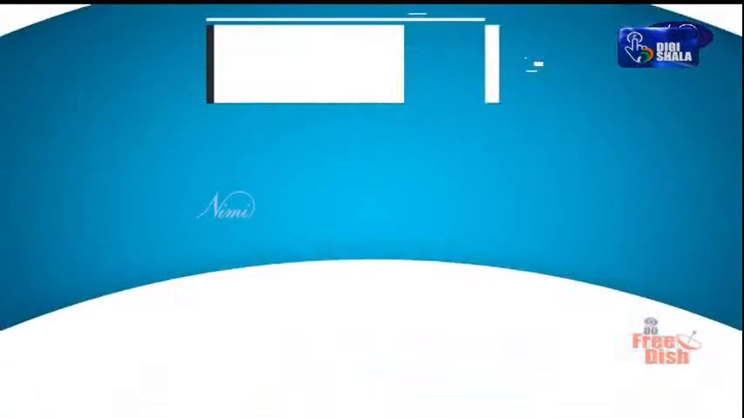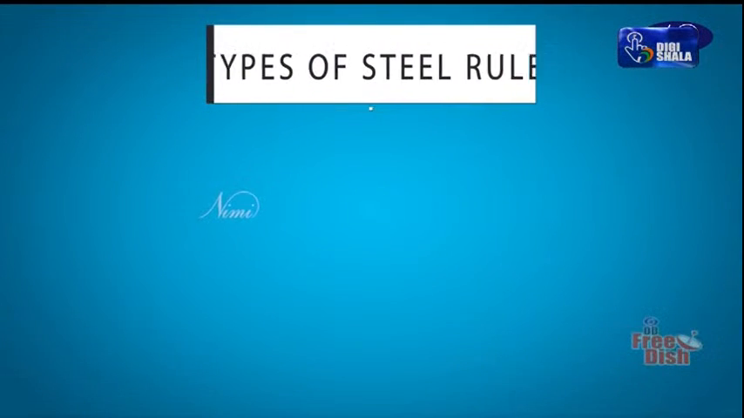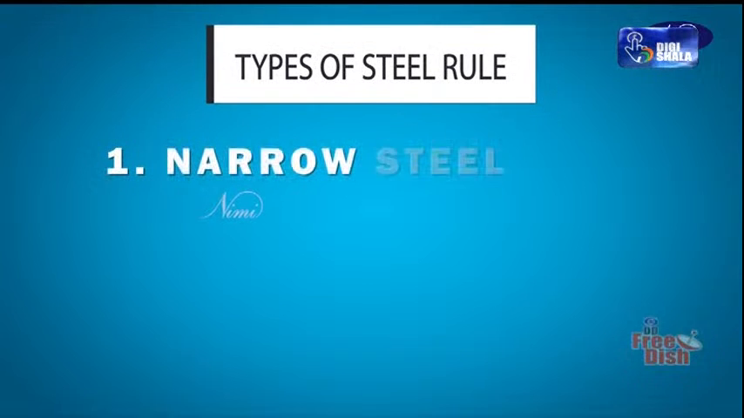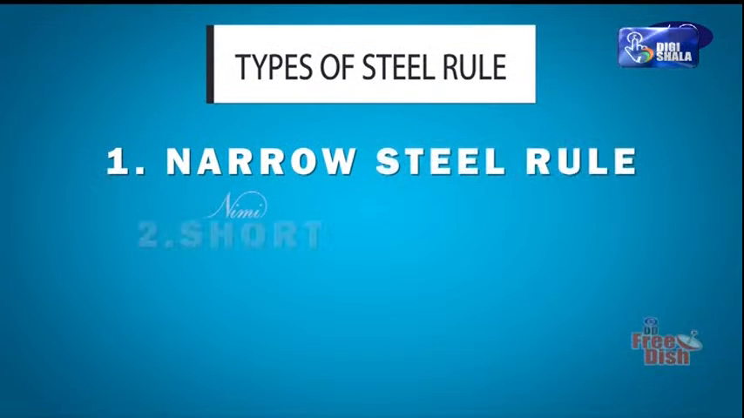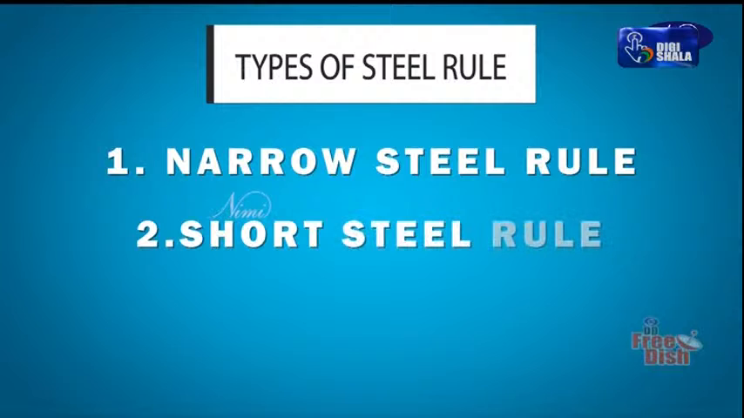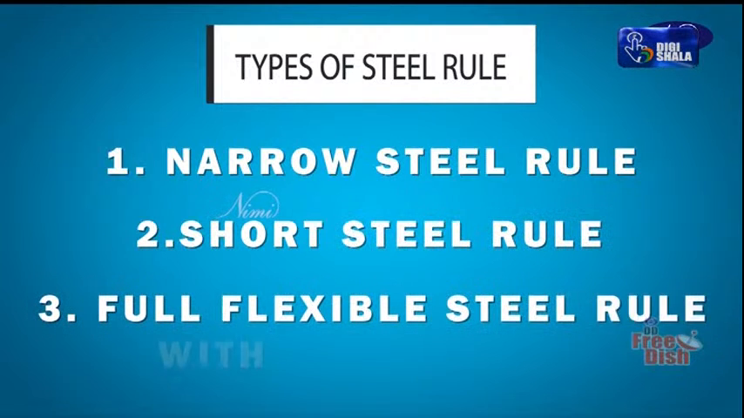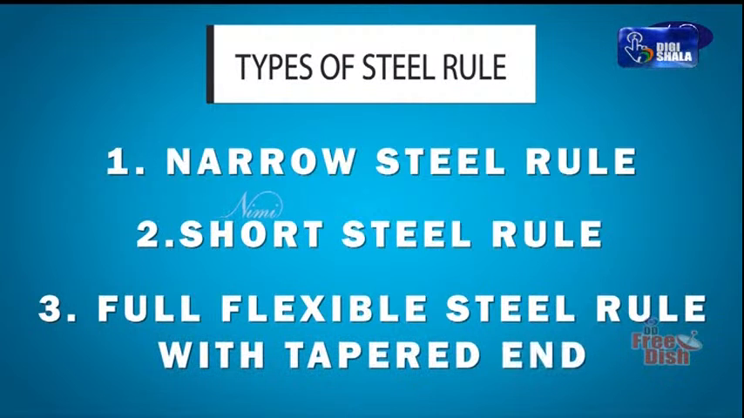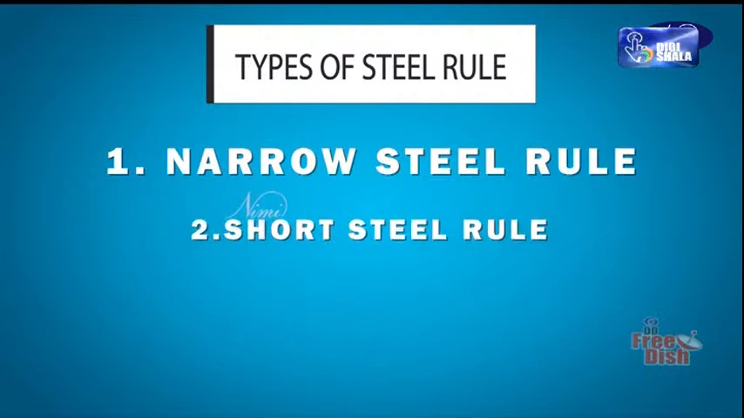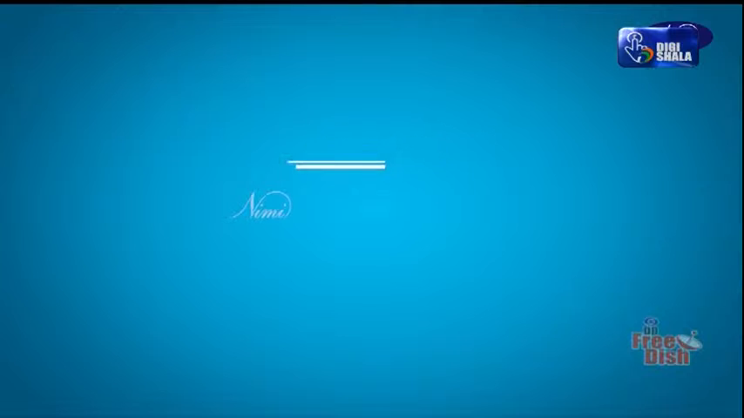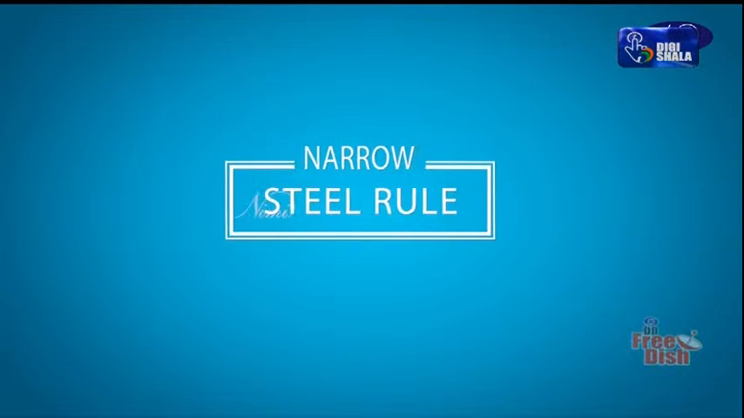Now we will see the types of steel rule. Number 1, narrow steel rules. Number 2, short steel rules. Number 3, full flexible steel rule with a tapered end. Now we will see them one by one. Number 1, narrow steel rule.